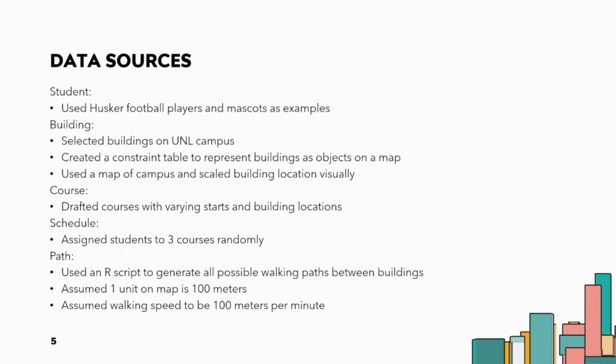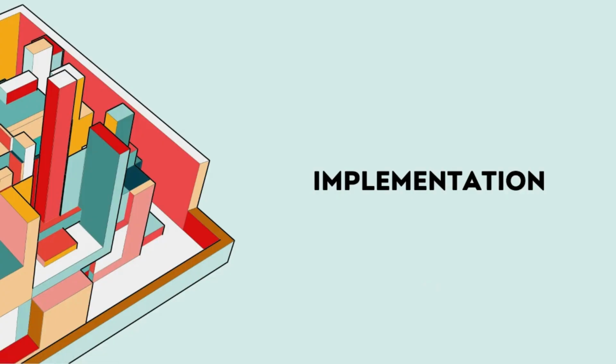And for the course, we drafted courses with varying starts and building locations. And for the schedule, we assigned students to 3 courses randomly. For the path, we used an R script to generate all possible walking paths between buildings. Assumed 1 unit on a map is 100 meters, and assumed walking speed to be 100 meters per minute.